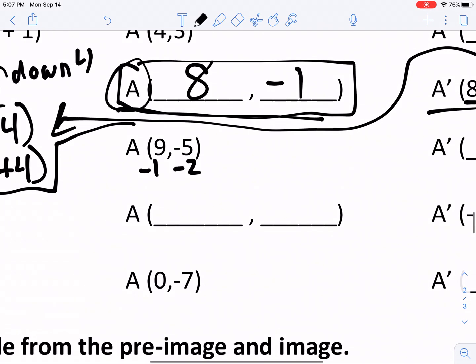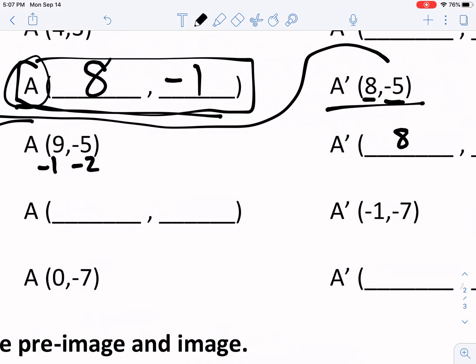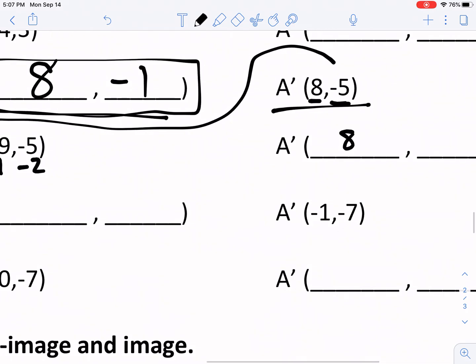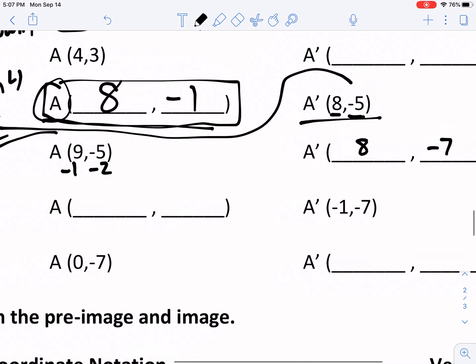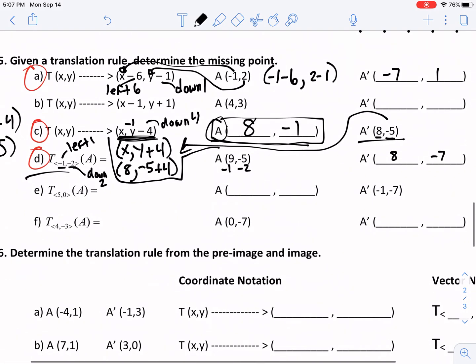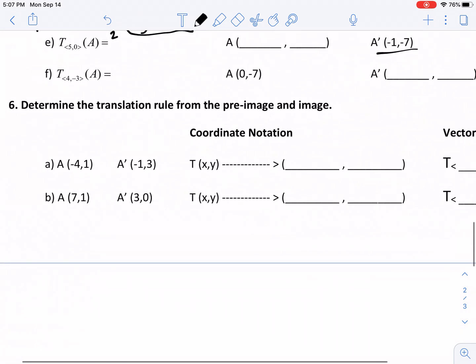Well, 9 minus 1 is what? 8. And then a negative 5 minus 2, same sign, add and keep the sign. That would be 7, and then keep the sign, which is negative, okay? Then again, if they give you the after picture and we're looking for the before picture, again, we just do the opposite, change the sign, and do the opposite, okay? And we'll do that together in class.